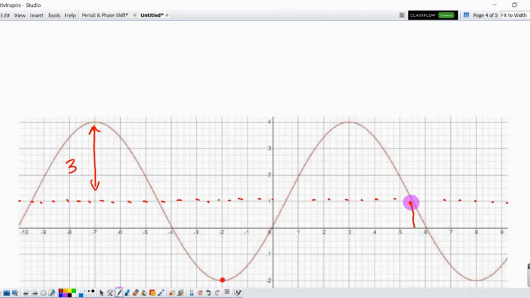Here's a minimum right here, and it's exactly at -2, so that's easy to keep track of. But this is a minimum value, so this would be a reflected cosine graph if we choose this one. If we come over here and look at the maximum value, this would be a regular cosine graph. The choice is yours.